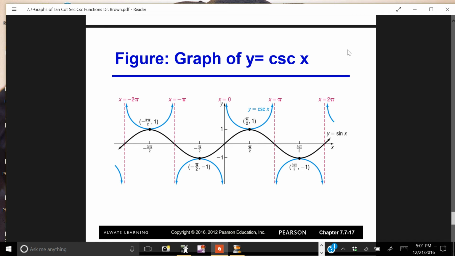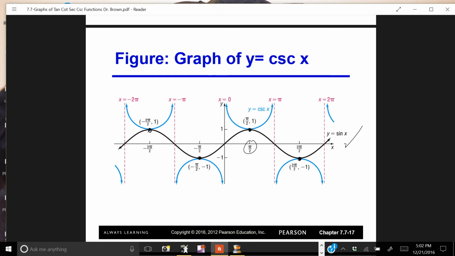Notice that in this particular case, we actually graph the sine function in black, and then we took the value of the sine function and divided it into 1. So at pi over 2, the cosecant would be 1 over 1. At 3 pi over 2, it would be 1 over minus 1. At minus pi over 2, it would be 1 over minus 1. And at minus 3 pi over 2, it would be 1 over 1.